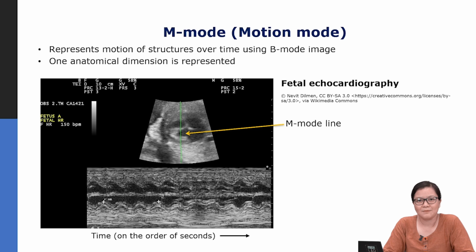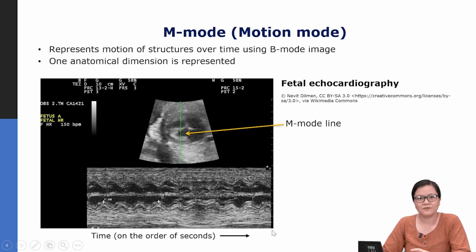Now let's talk about M mode. M mode stands for motion mode ultrasound. And what this is, it helps represent motion of tissue structures over time using B mode images. And what you can see here, this is a B mode image of a heart, for example. And in M mode ultrasound, you take one lateral location, so one M mode line, and you look at the echoes of that location as a function of time. So this bottom ultrasound image here is actually one M mode line imaged as a function of time.